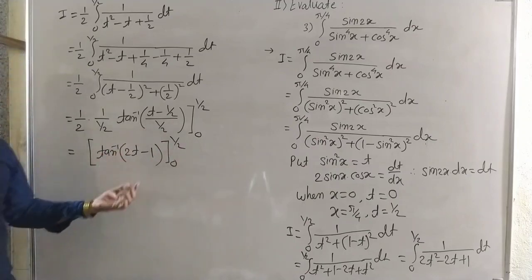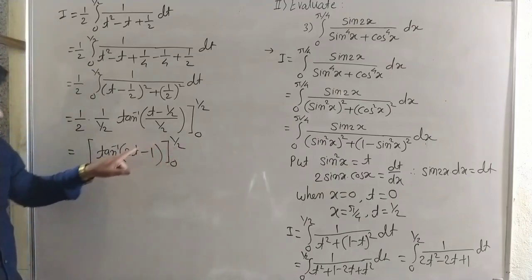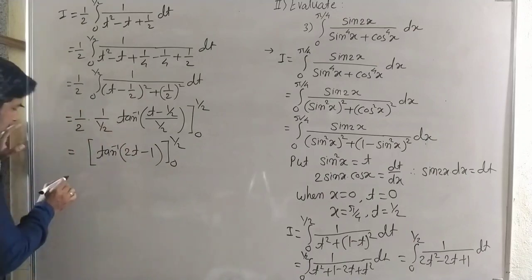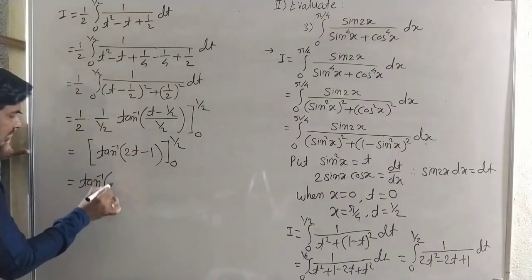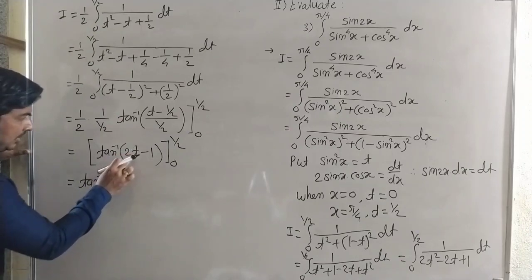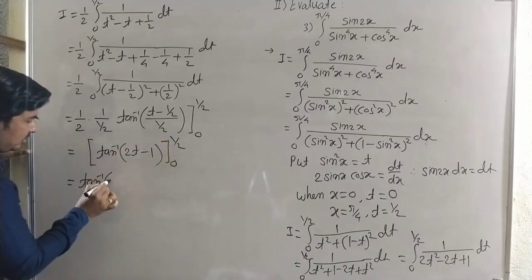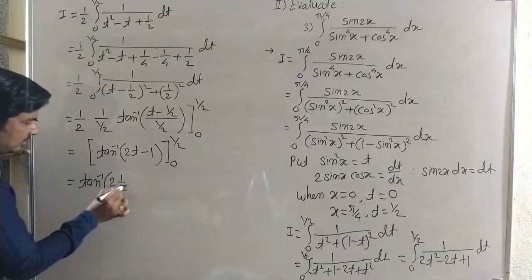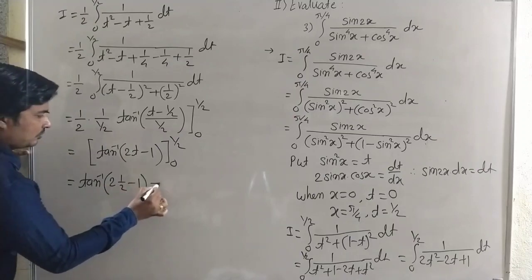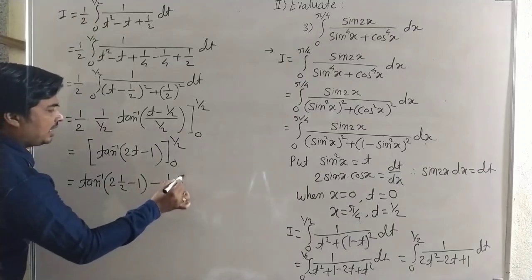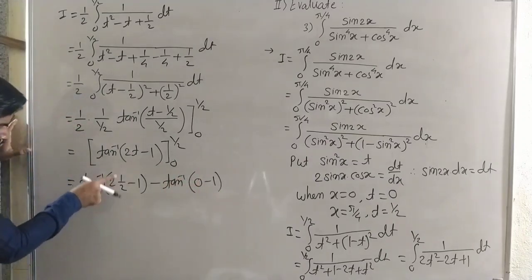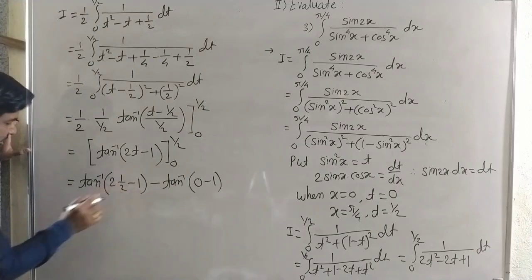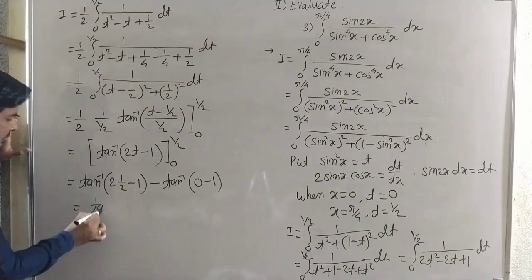Now we put the upper limit minus lower limit, and then it is tan inverse of, see carefully this, when we put the upper limit 1 by 2, it is 2 into 1 by 2, that is 1, minus 1, so tan inverse of 0, minus the lower limit, tan inverse of 0 minus 1. Here the 2 gets cancelled, here it is 1, that is 1 minus 1, it is 0, it is tan inverse 0.